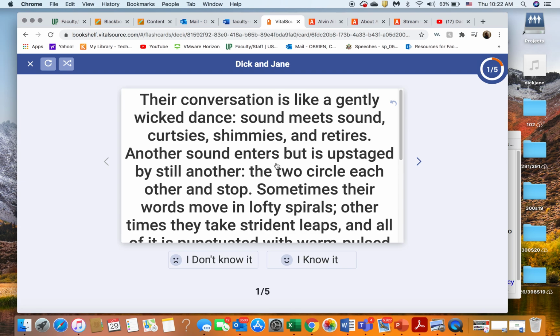The next thing to consider about language has to do with conversation and speaking, and there is a beautiful parallel here that Morrison creates between the conversation that Claudia and her sister listen to among adults and a dance. So this metaphor is somewhat extended. Their conversation is like a gently wicked dance. Sound meets sound, curtsies, shimmies, and retires.